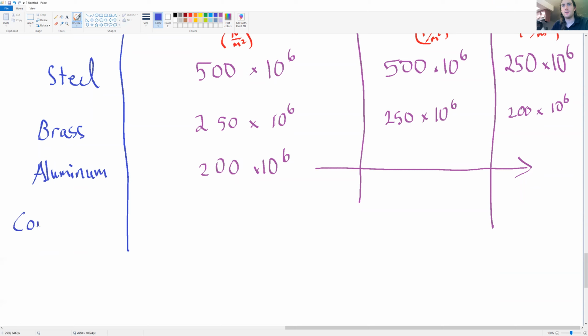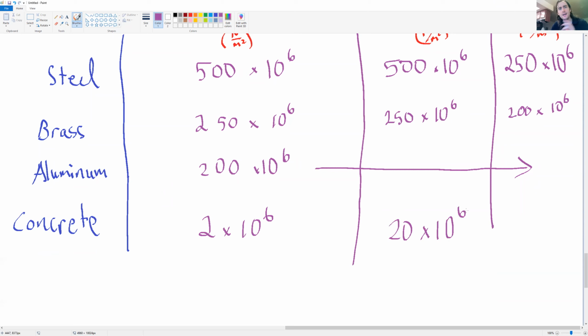So we looked at concrete earlier for a particular example. So for concrete, we have 2 times 10 to the 6 for the tension, and compression, it's far better. For compression, it's 20 times 10 to the 6. So 10 times as good in compression. That's why we build bridges and roads and things with concrete. Because when you put all the mass of those cars on top of the bridge or on top of the roads, and the bridge is arced slightly in a way so that it's in compression, it's much stronger than it is in tension.